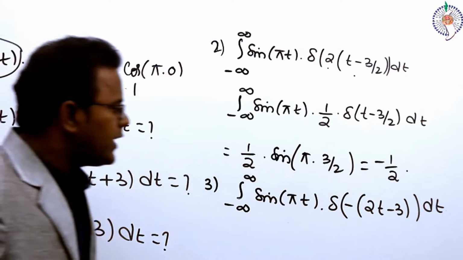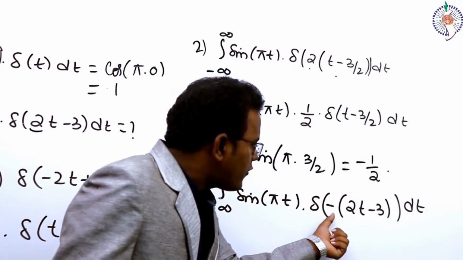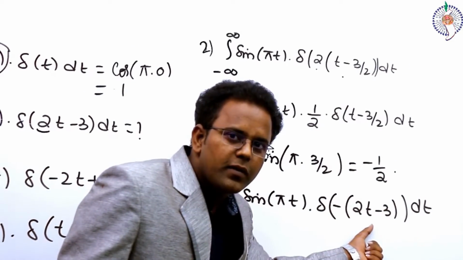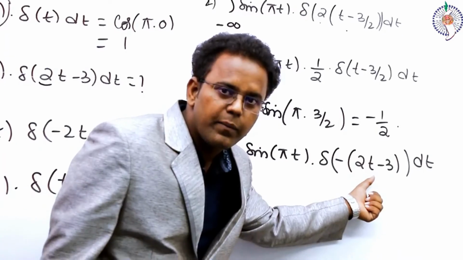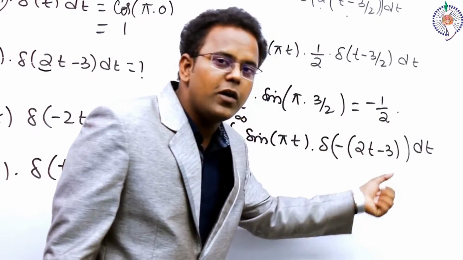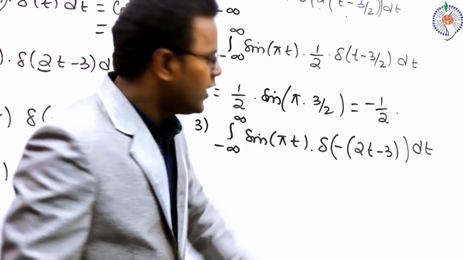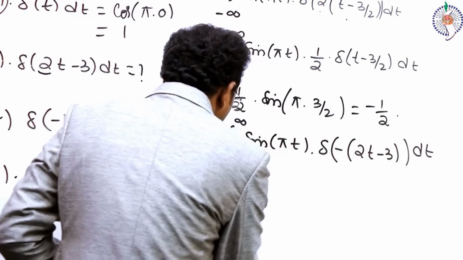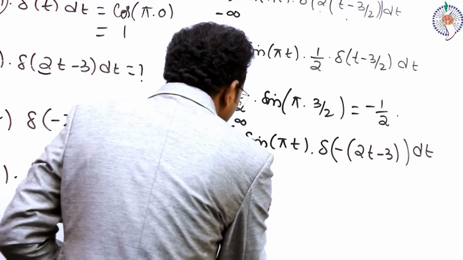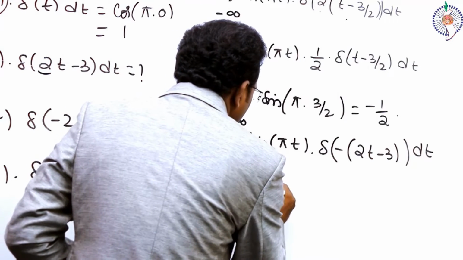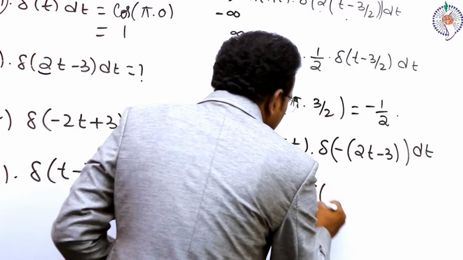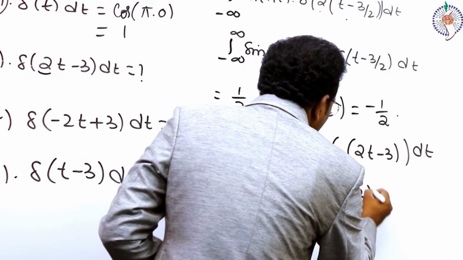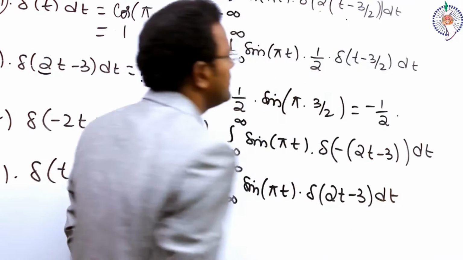We know in property number 7, delta of minus t value, yes, please say the answer. Delta of minus t value is delta of t. The whole you can treat as a t. So integral minus infinity to plus infinity sin pi t into delta of 2t minus 3 dt.